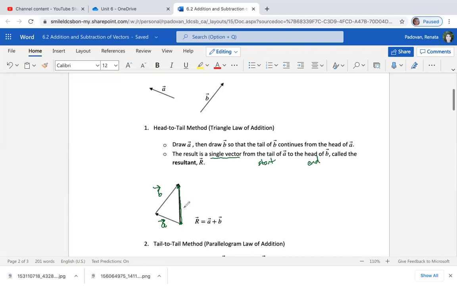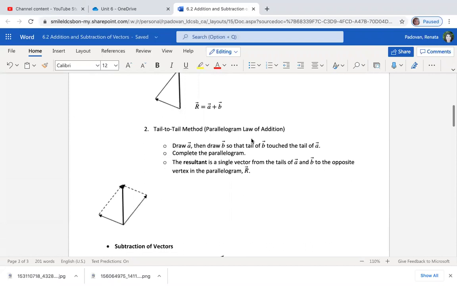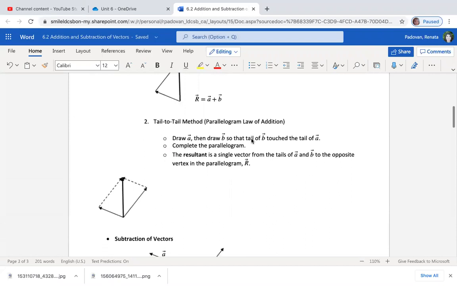So the main thing is you go from tail to head, and from that head, you start the next vector tail to head. And then your resultant goes from the beginning tail to the ending head, from where you first started to where you ended the diagram. Okay, and let's compare that to the tail to tail method, which is the one you'll probably be using the most.